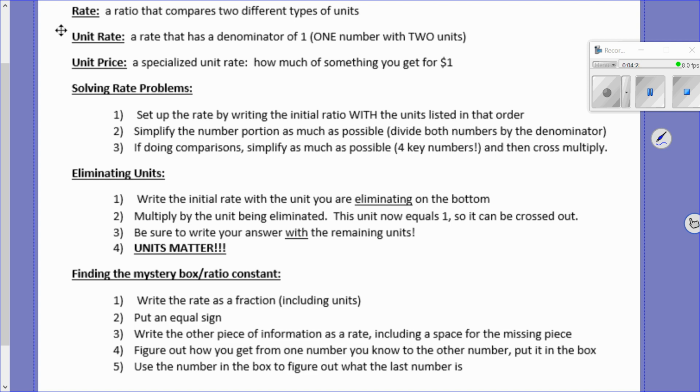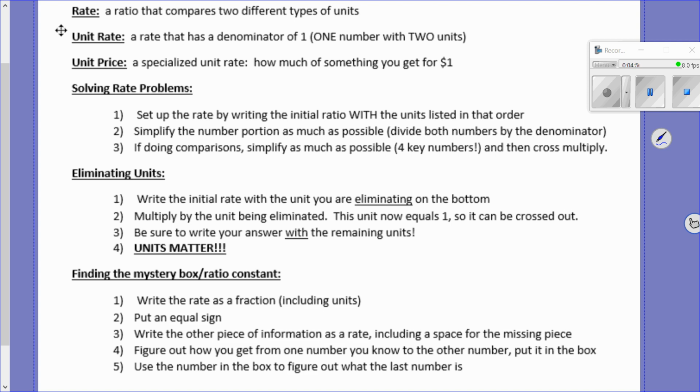But basically, whatever you did on the bottom goes in the mystery box. So if I multiply by 4, my mystery box gets times 4, and that's what I do on the other side. And then that's going to get you your last number, your last piece of the puzzle. Make sure, again, though, that you include your units with your answer. Okay? So this might seem a little muddled right now. That's okay, because once we get into the examples, this will all start to make a lot more sense to you.